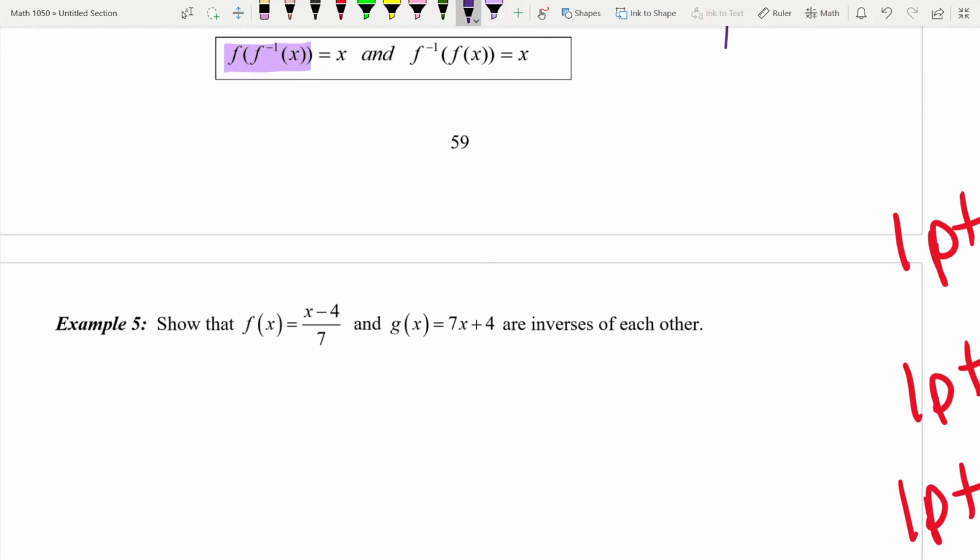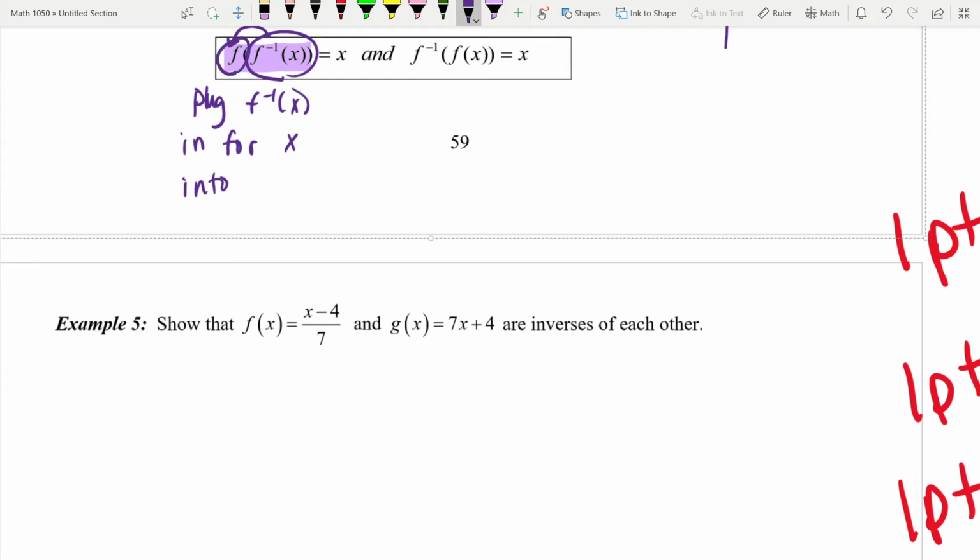Okay? Underneath that, let's write this down. This means plug f inverse of x in for x into, someone tell me, into what? Into, you take this guy and you plug it into that guy, which is, come on guys, you're so smart. Everybody say what letter of the alphabet that is. F. So it's into f of x.